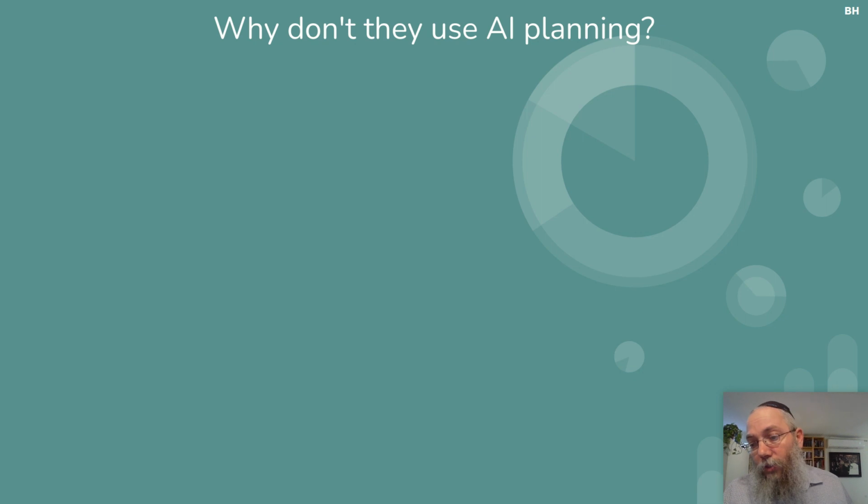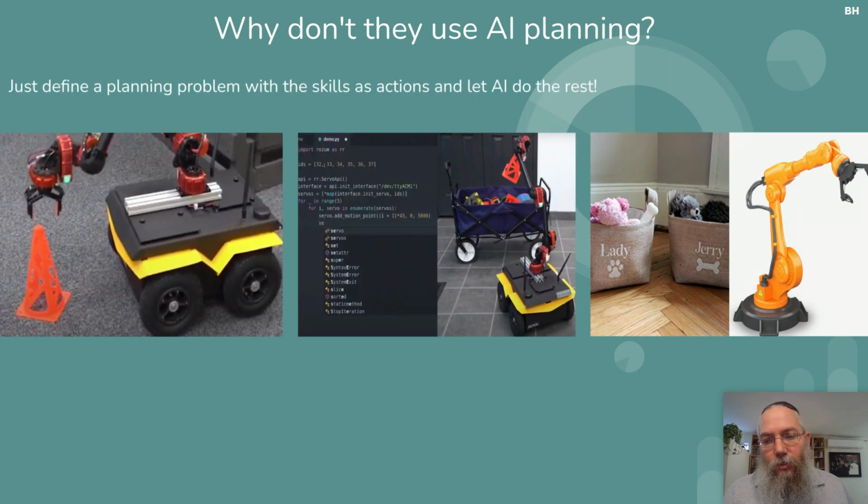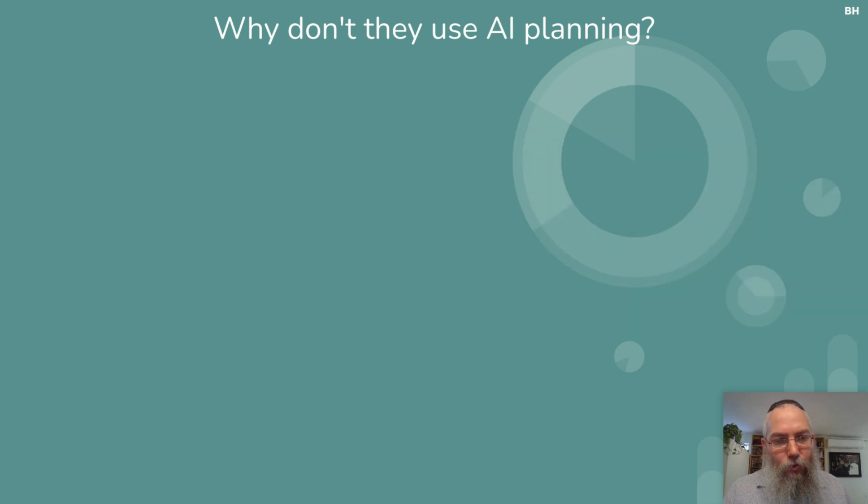So why don't they use AI planning? AI planning has domain-independent algorithms. They can just describe their problem, and each of the basic skills, grounded to the parameters of the skill, will be an action, and they will let AI planning schedule the different actions. So why not do it? It's not that simple.